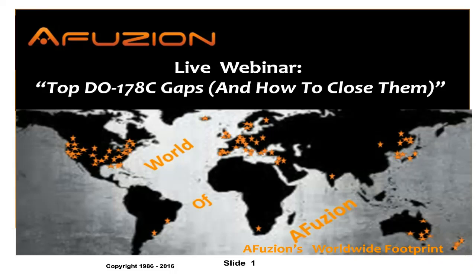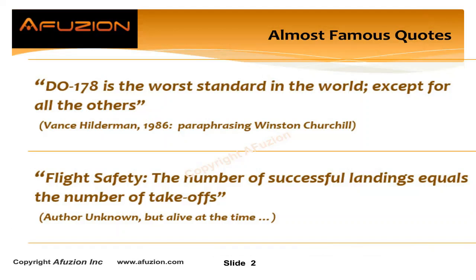All 100 of the world's largest aviation companies, and we've done over 120 gap analyses where we've helped over 60 clients close their gaps by understanding how best to proceed with DO-178. We have some interesting quotes. I say that DO-178 is the worst standard in the world except for all the others. Of course, that was Winston Churchill's comment about democracy.